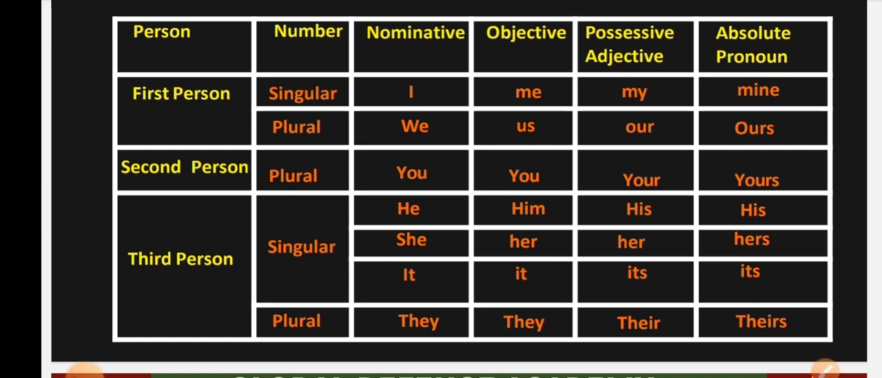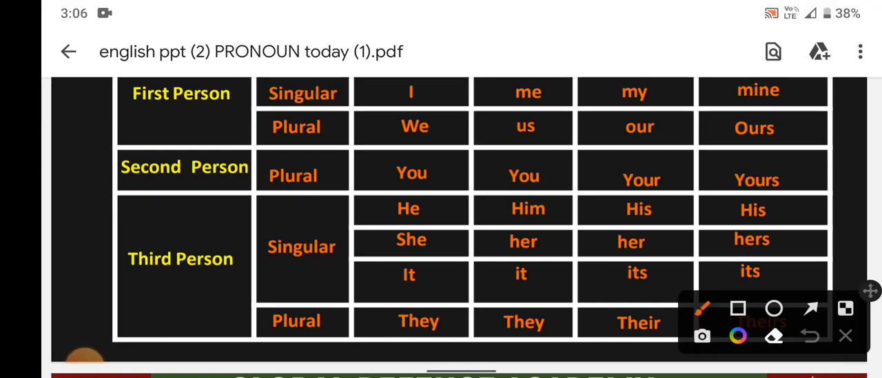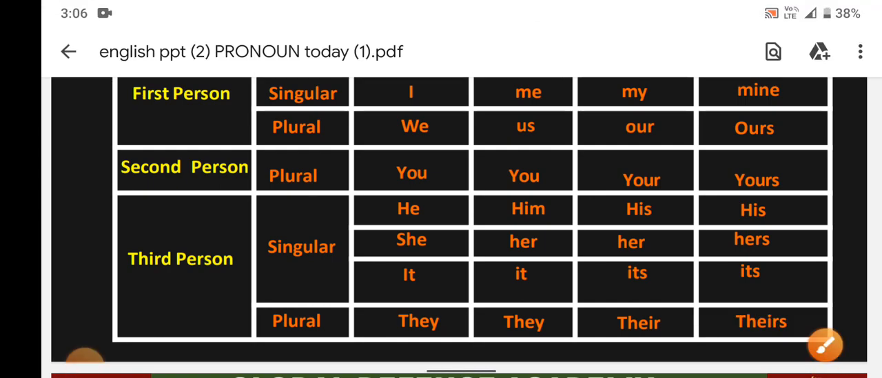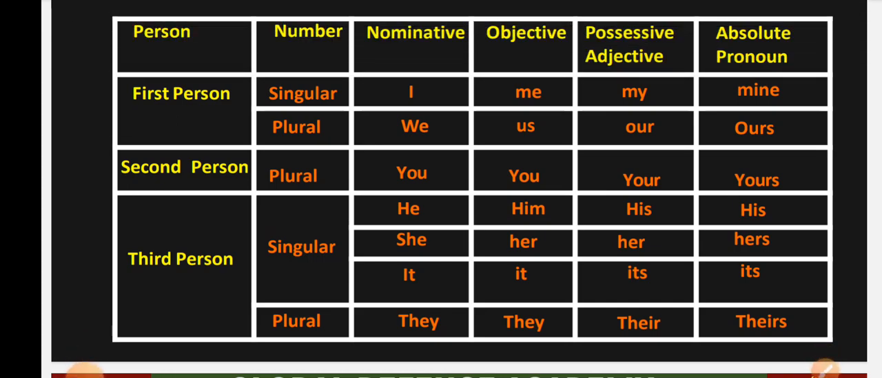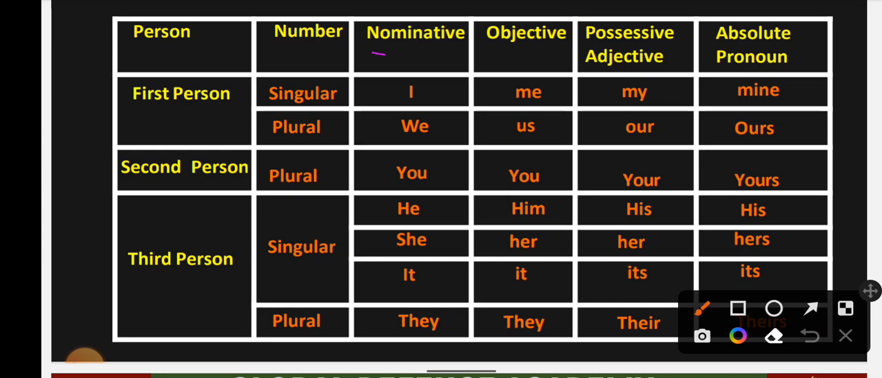First one is nominative. Nominative. Let me adjust my screen. Okay. First one is nominative. What does it hold? Nominative, objective, possessive, and absolute as well. Nominative means subjective. These are the words you are able to see. The words like I, we, you, he, she, it, or any name. Any name comes under third person. You know.